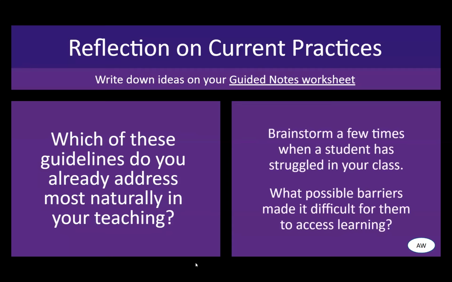By yourself or with your partner or a small group, brainstorm a few times when a student has struggled in your class. What did that struggle look like? When or how did you know it was a struggle? Remember that all behavior is communication, so it may not be as simple as someone asking for help. What possible barriers made it difficult for them to access learning? What one or two ideas from the UDL principles might you have tried in that situation?